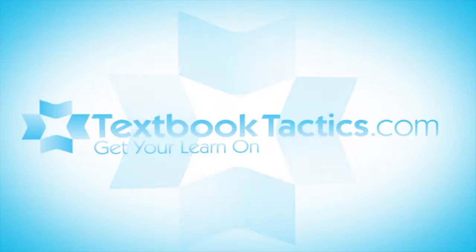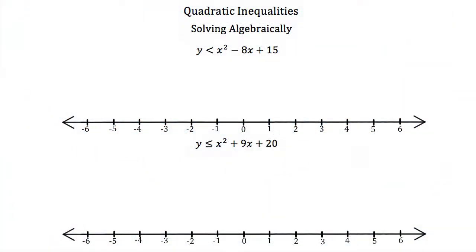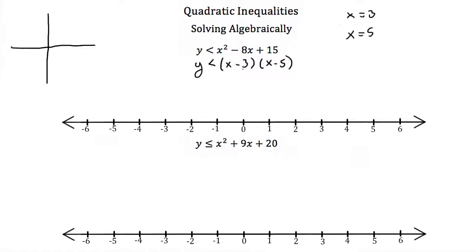The last thing we're going to discuss is solving inequalities algebraically. Here I have y is less than x squared minus 8x plus 15. Well, I can factor this. I can make this say y is less than x minus 3 times x minus 5. Now if you think about your quadratic graph, if I have two x-intercepts, one at 3 and one at 5, and I got those just from this factor, that means our parabola will look something like that.